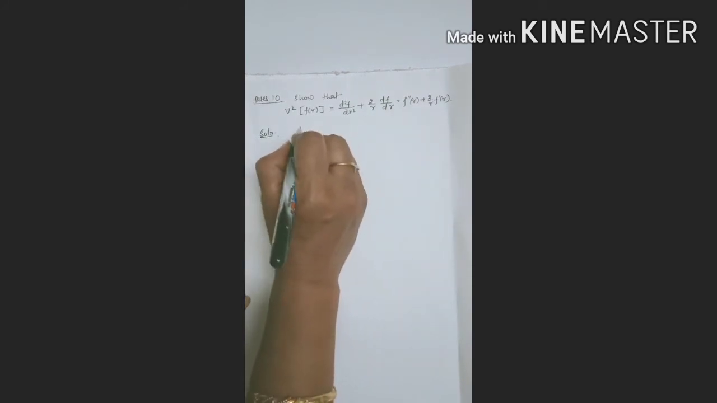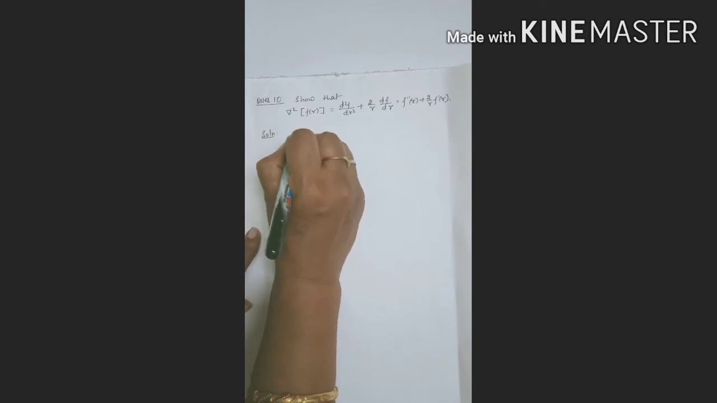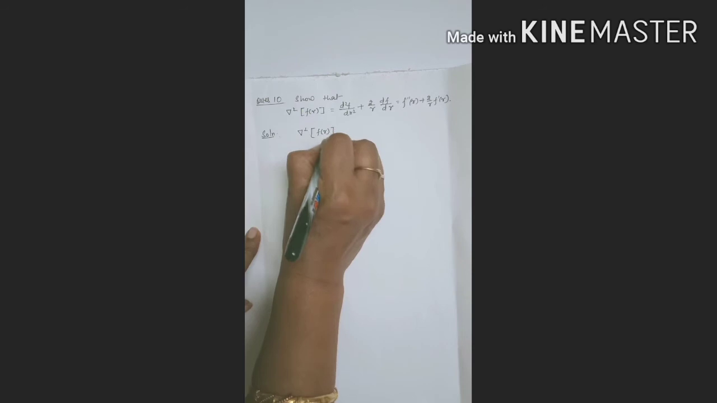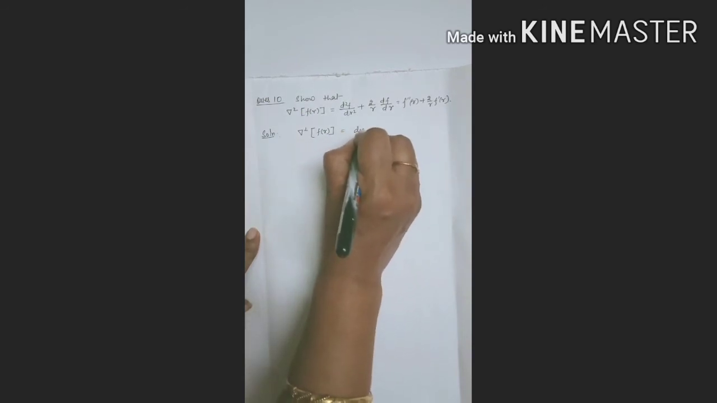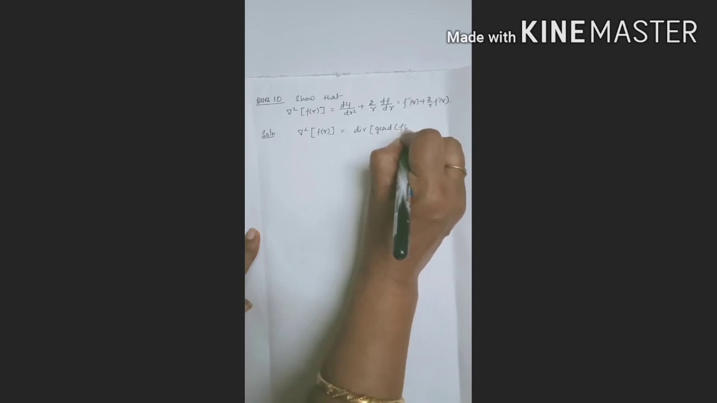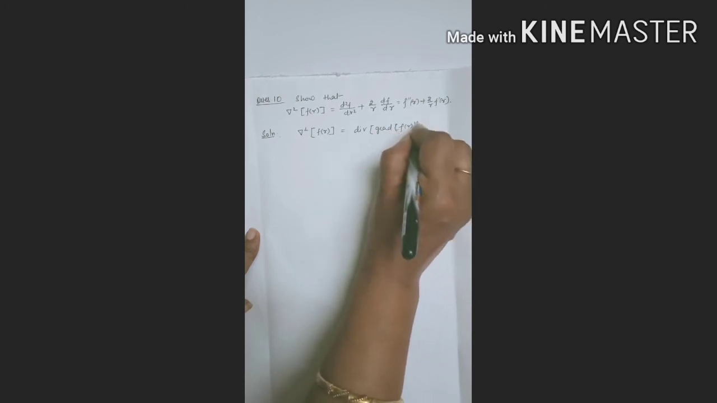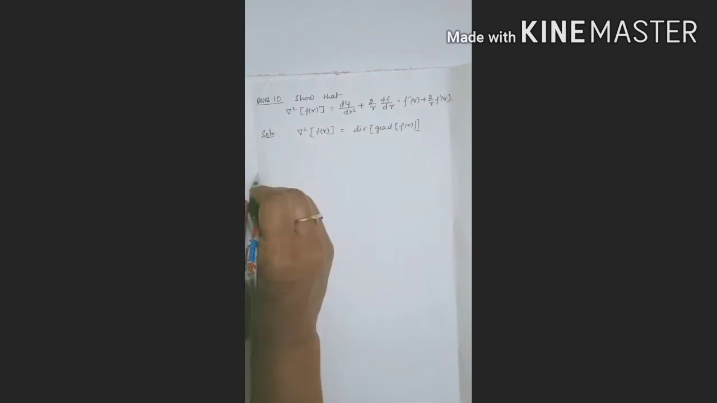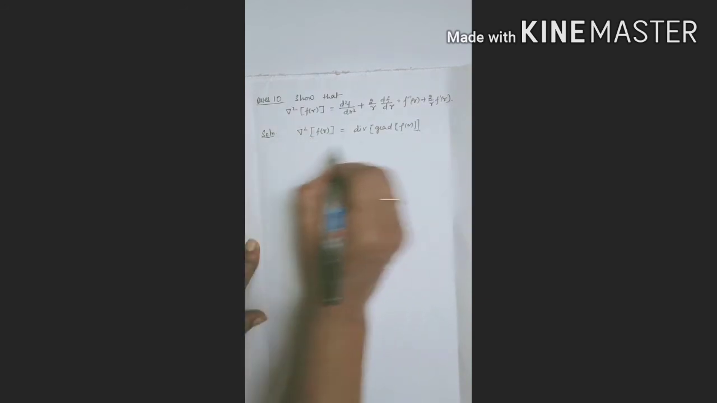So you can write del 2 f of r means nothing but divergence of gradient of f of r. So first let us find, so this you have done.